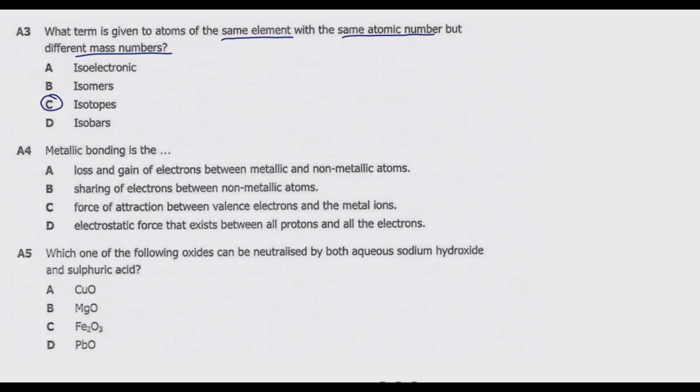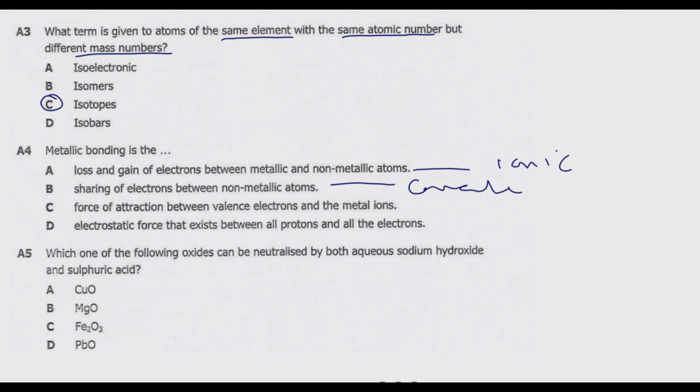Let us look at question 4. Metallic bonding: we want to know what metallic bonding is. Option A, loss and gain of electrons between metallic and non-metallic atoms, is known as ionic bonding, so it is not metallic bonding. We go to B, a sharing of electrons between non-metallic atoms. This is known as covalent bonding. So this is covalent, and this is ionic.